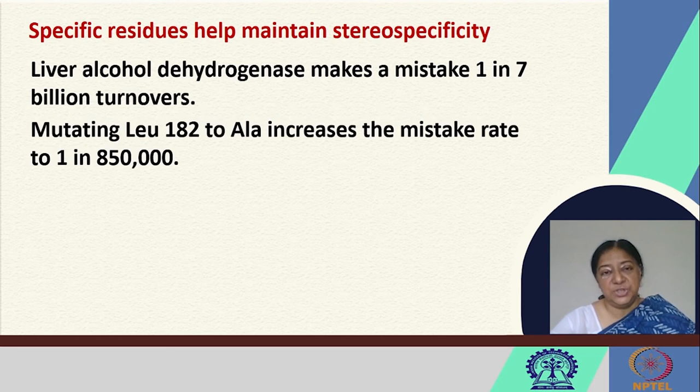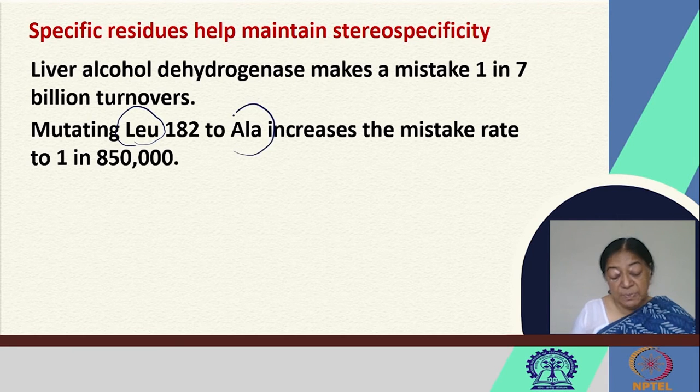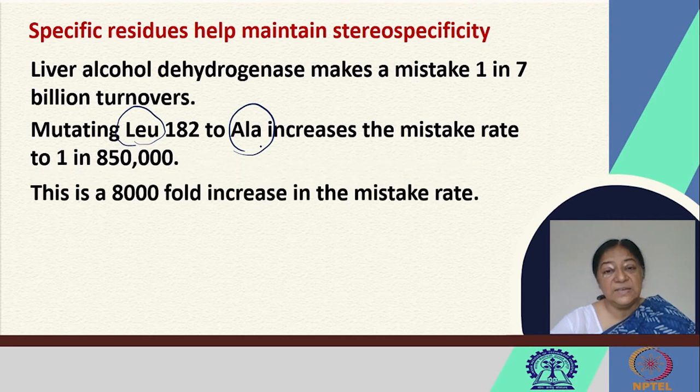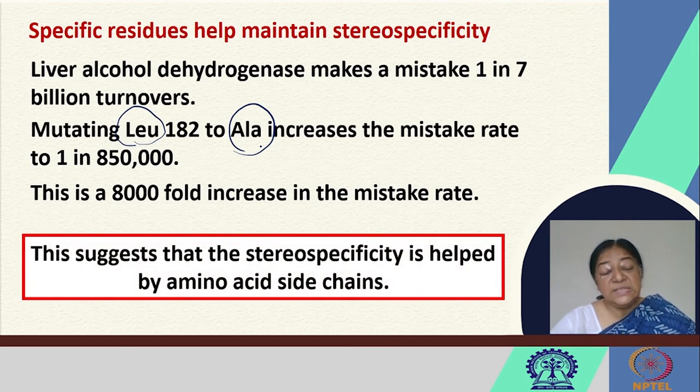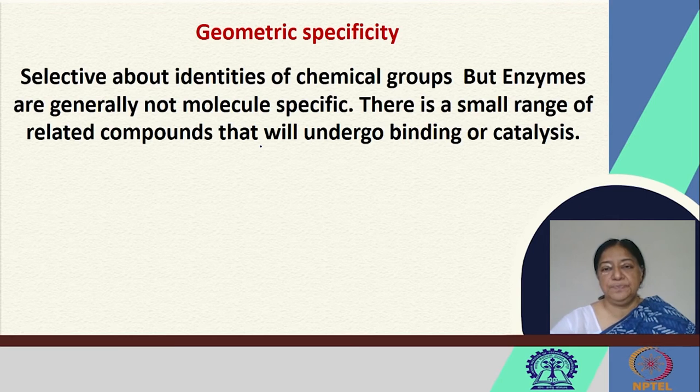Now, if there is a mutation, which means that one amino acid has been changed to another amino acid, in this case a hydrophobic leucine has been replaced by a hydrophobic alanine, it increases the mistake rate. As a result, there is an 8,000-fold increase in the mistake rate. This suggests that the stereospecificity is helped by the specific amino acid side chains present. So, apart from the chemical specificity, we understand the importance of the geometric specificity. Here, there is a selectivity about the identities of the chemical groups.